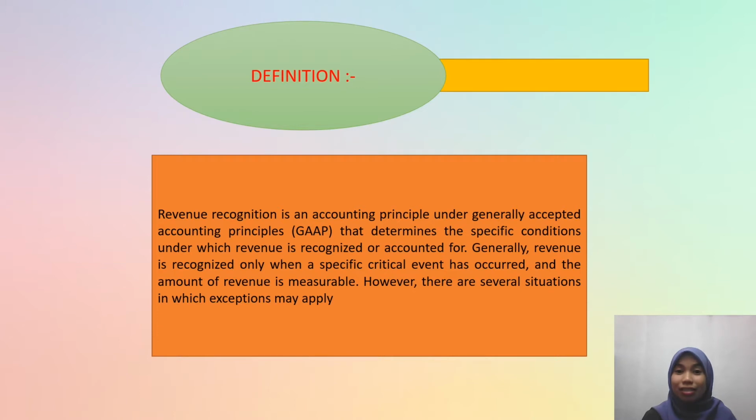So, what is the definition of revenue recognition? Revenue recognition is an accounting principle under Generally Accepted Accounting Principles (GAAP) that determines the specific conditions under which revenue is recognized or accounted for. Generally, revenue is recognized only when a specific critical event has occurred and the amount of revenue is measurable. However, there are several situations in which exceptions may apply.